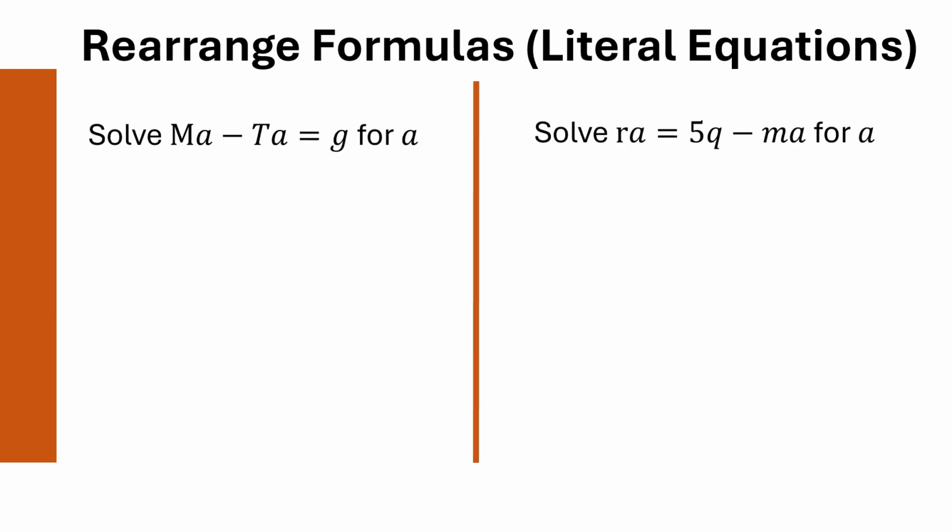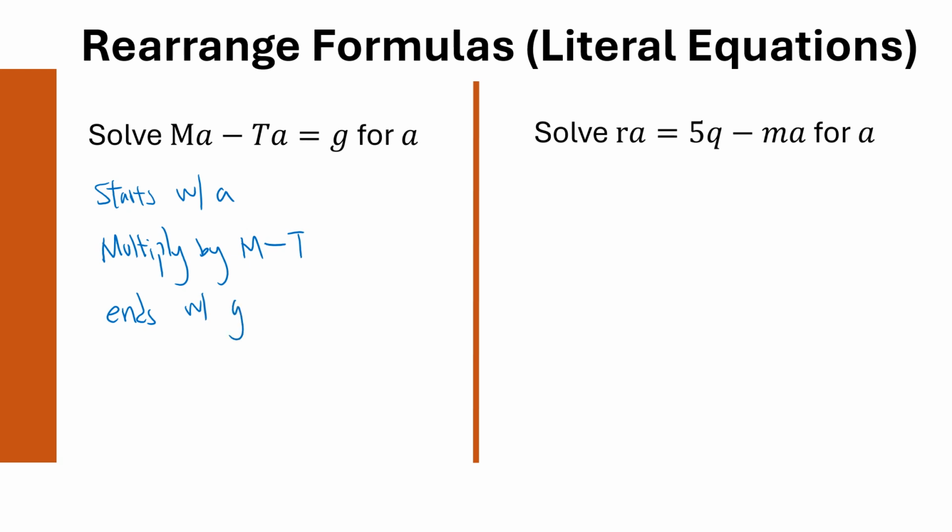For these two questions, the variable that we're solving for, there's more than one of them in the equation. So the process is the same. You just have to look at both terms that contain the variable a. So we're going to start with a again because that's the variable we're solving for. And the first a is being multiplied by m. And for the second a, it's also multiplying, so I can put them all together, and it's being multiplied by negative t. And then the equation ends with g.